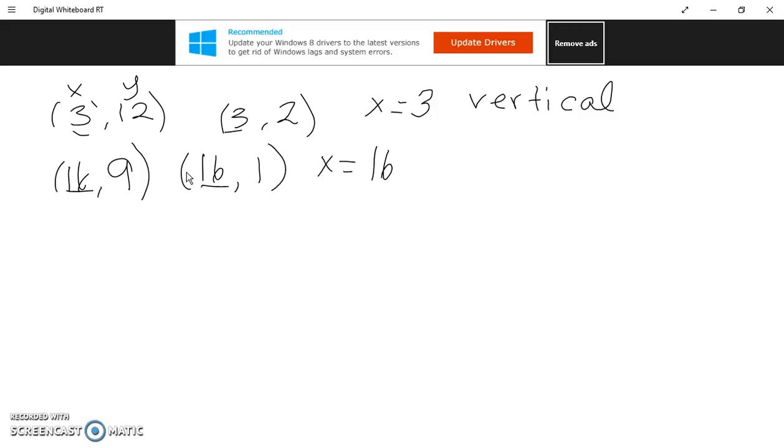So again, if we have a vertical line, it means that all the x values are going to be the same. So we have an x equals equation.